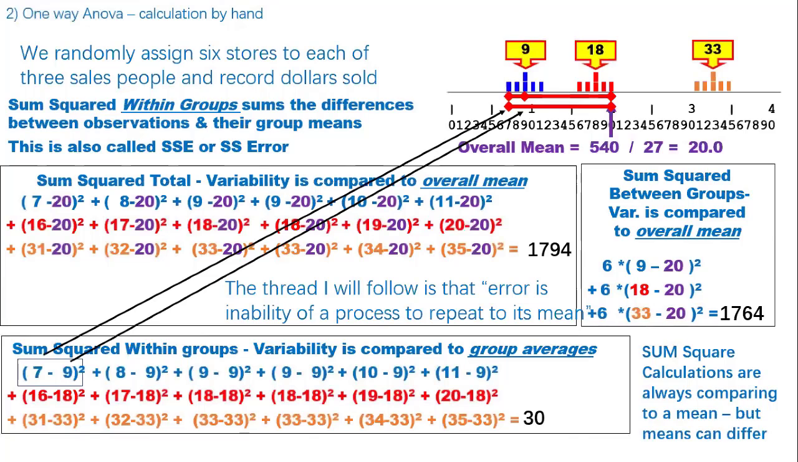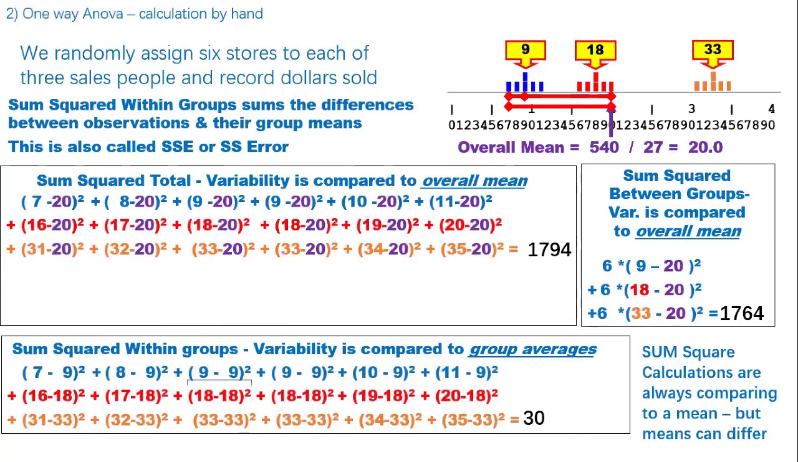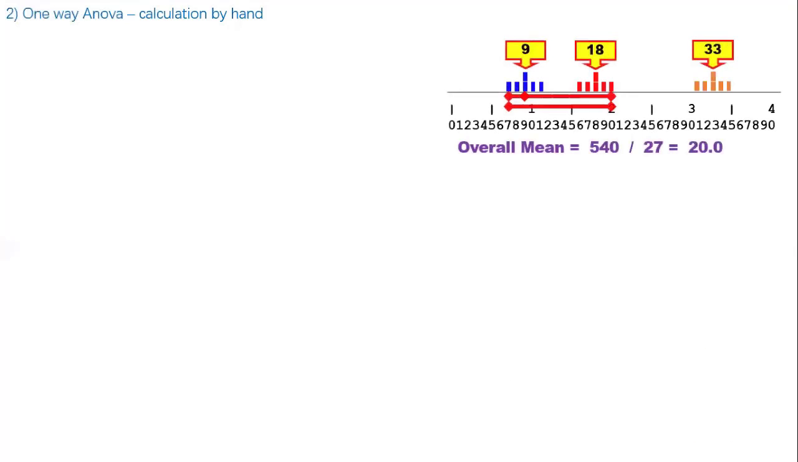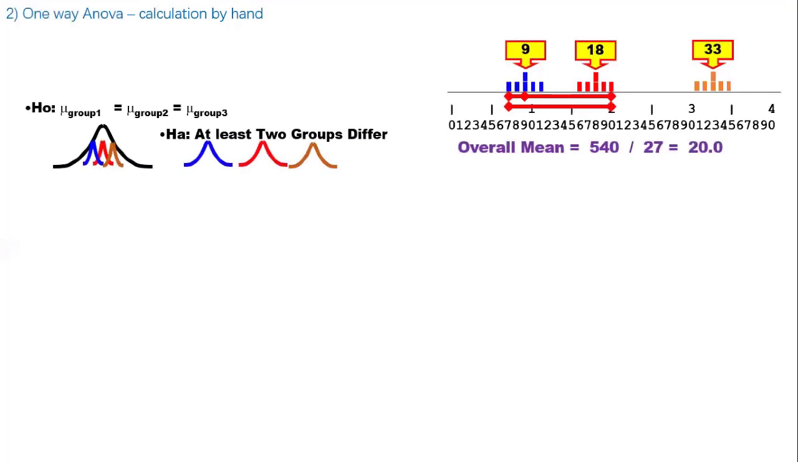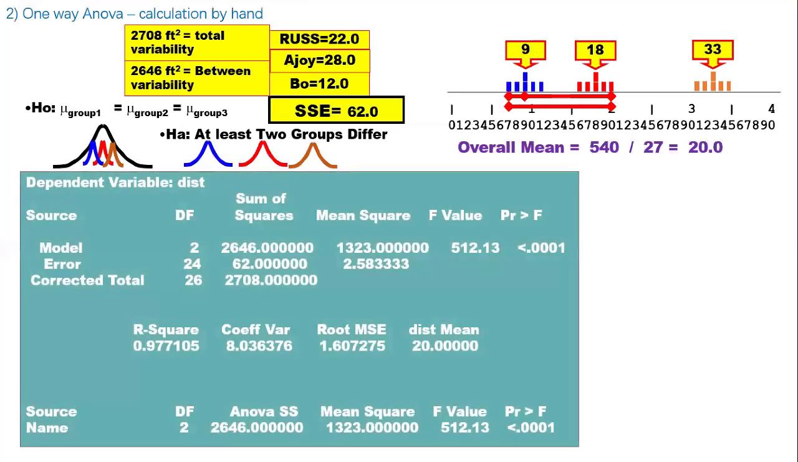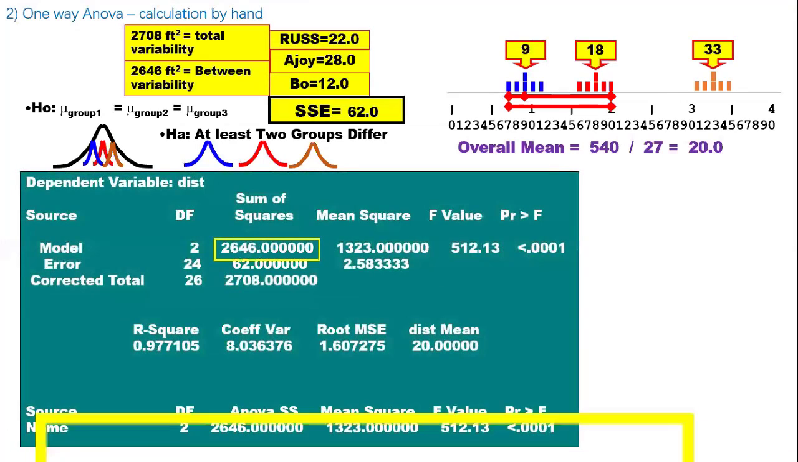Sum of squares calculations are always comparing to a mean, but means can differ. Now we can say 18 is the observation for the second group, and the second 18 is our group mean for the second group. 35 is the observation for the third group, and 33 is the group mean for the third group. This is our hypothesis and assumption, and this is our lower table.